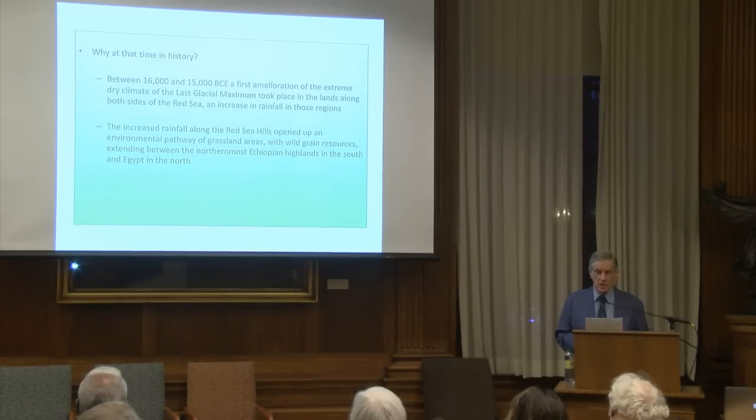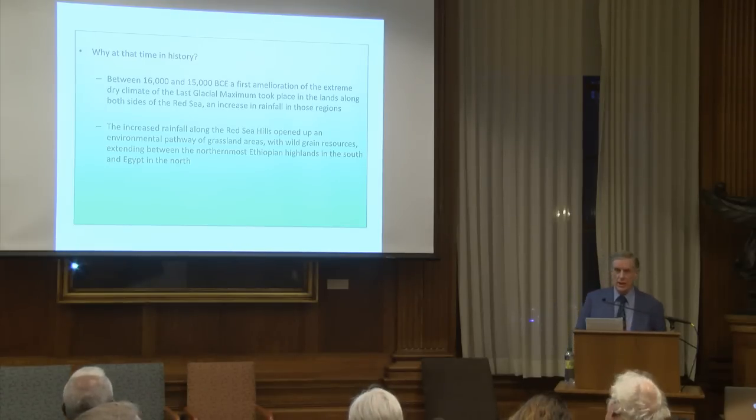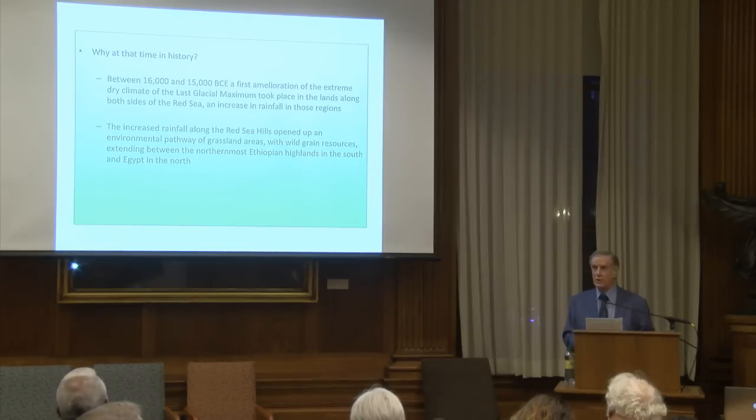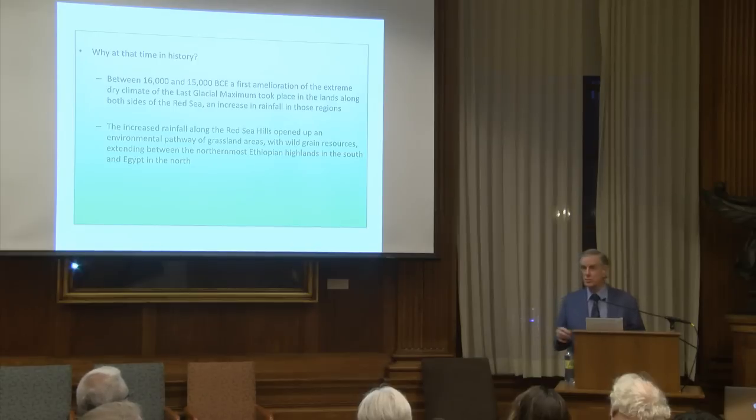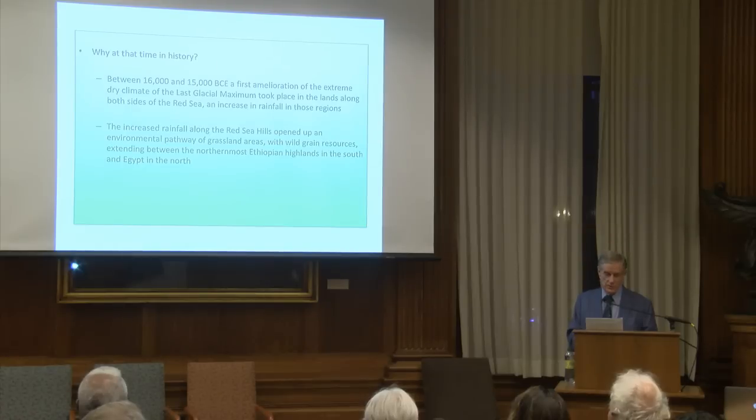And for our purposes, grassland steppe right through the chain of hills and middling mountains that connect the northern Horn of Africa and Upper Egypt, the Red Sea Hills, as they tend to be called. So in effect, the climatic amelioration opened an environmental pathway in the 16th millennium for the potential spread of the wild grain harvesting economy as far north as Egypt.